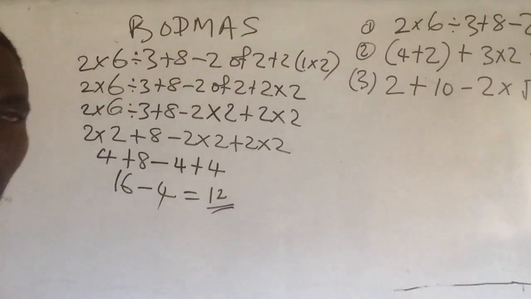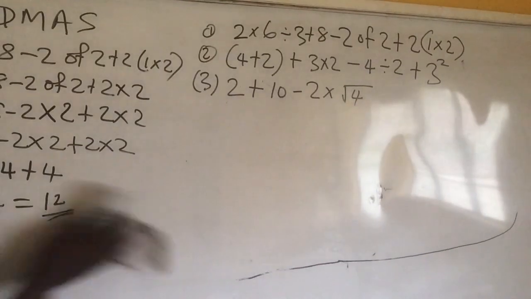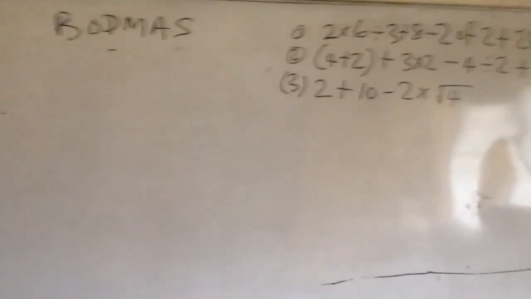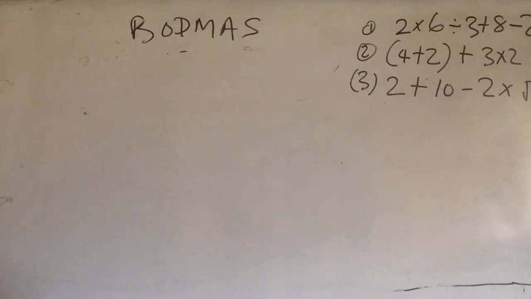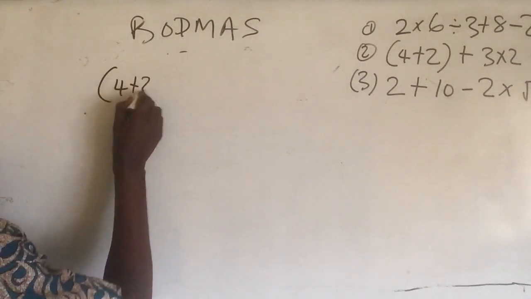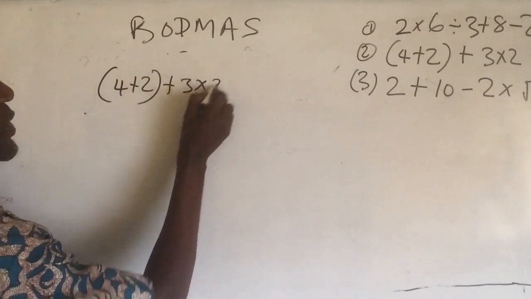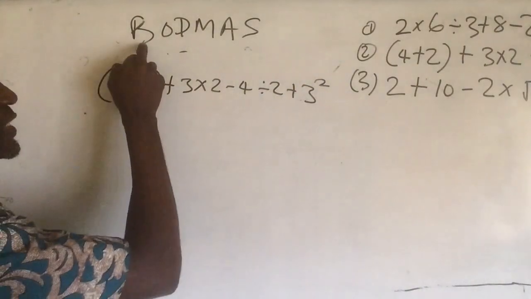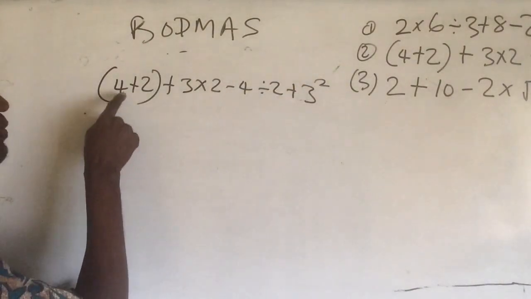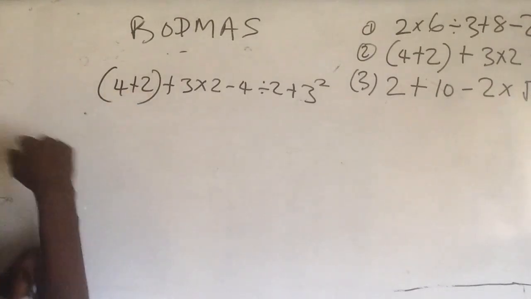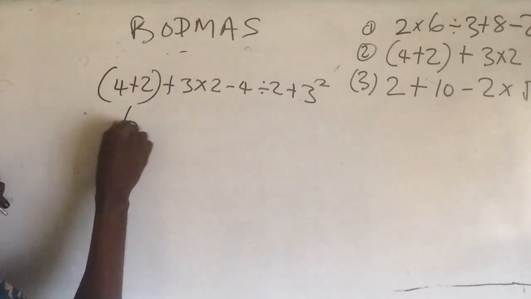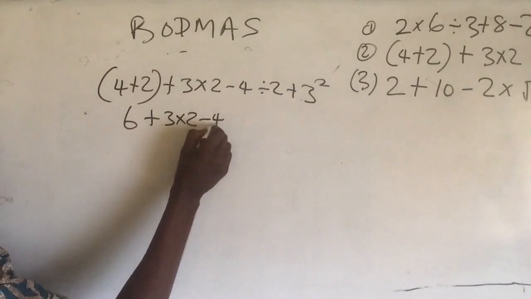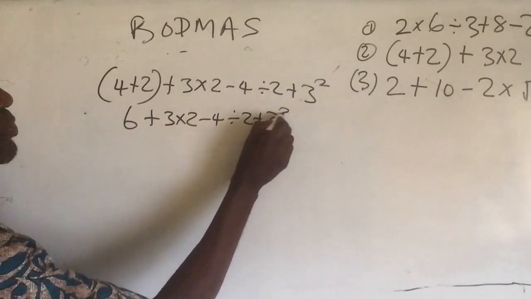Now let's quickly go to the second example. The second example says bracket 4 plus 2, plus 3 times 2 minus 4 divided by 2 plus 3 raised to power 2. So the first thing is bracket. Is there a bracket here? Yes. What is inside? 4 plus 2. So you do it first in order to take the bracket out. 4 plus 2 is 6. Bracket has gone. Plus 3 times 2 minus 4 divided by 2 plus 3 raised to power 2.